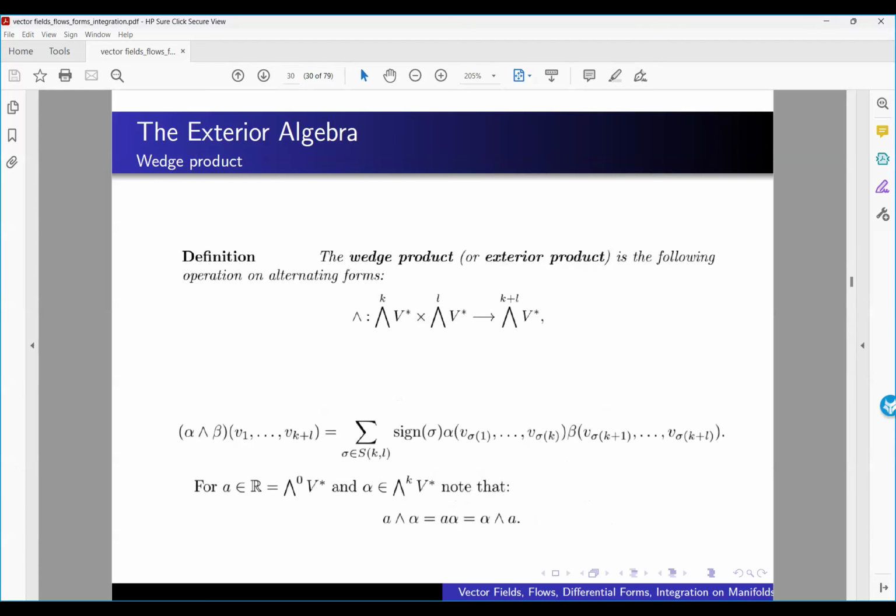I'm going to go as I like on a white page. So okay, so we are here, right?